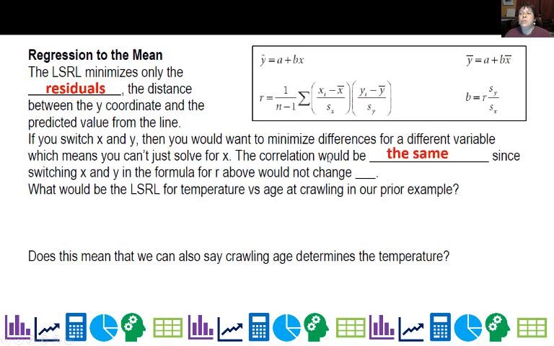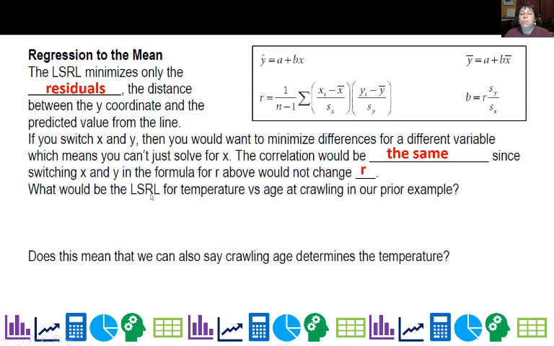The correlation would still be the same, and why is that? If I switch x and y, what does that do in this formula? It just switches these two in the products. But 3 times 4 is the same as 4 times 3. So correlation is not affected when I switch the two variables. So r will stay the same.